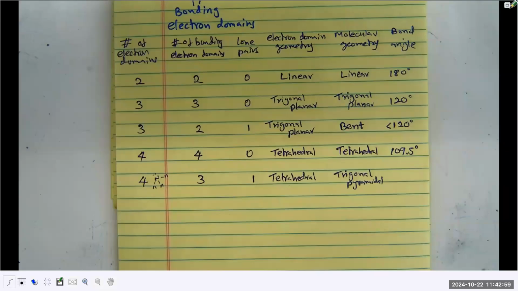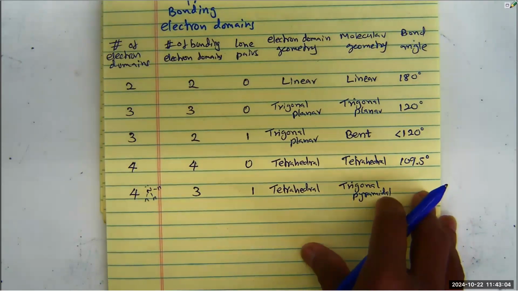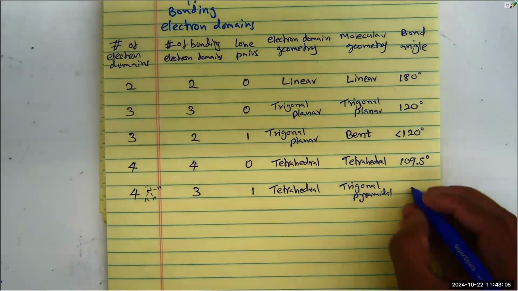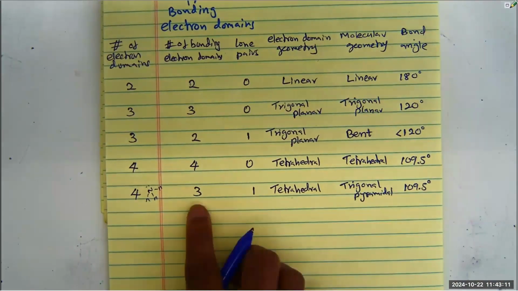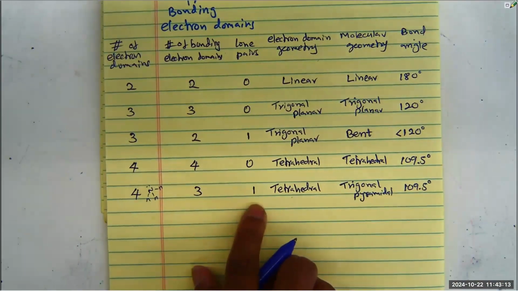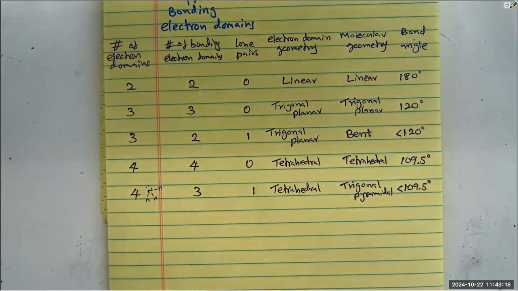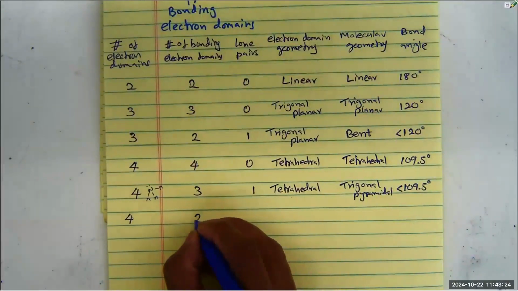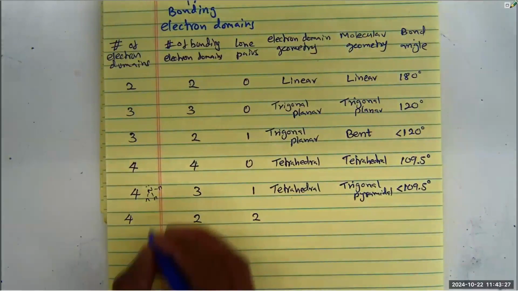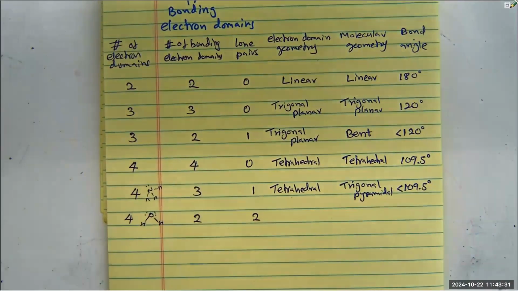What about the bond angle? Anybody? Yeah, still 109.5 degrees, but because we have a lone pair, this lone pair is going to pinch the bond angle a little bit. As a result, the bond angle will be less than 109.5 degrees. All right, one last thing. 4 electron domains, but only 2 of them are bonding and 2 of them are lone pairs, just like in water. The example is water.